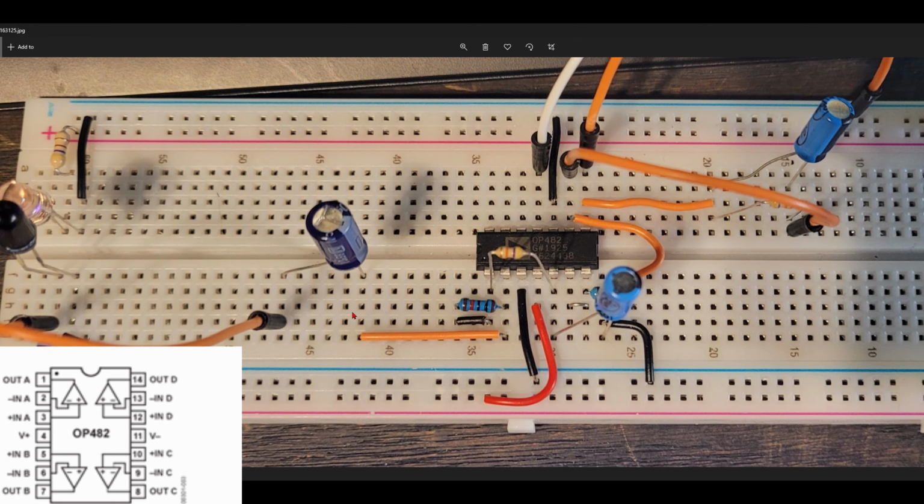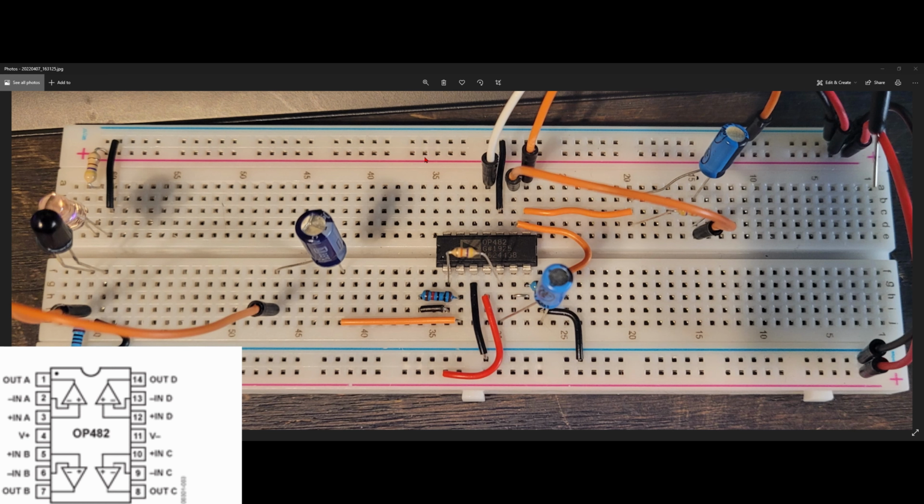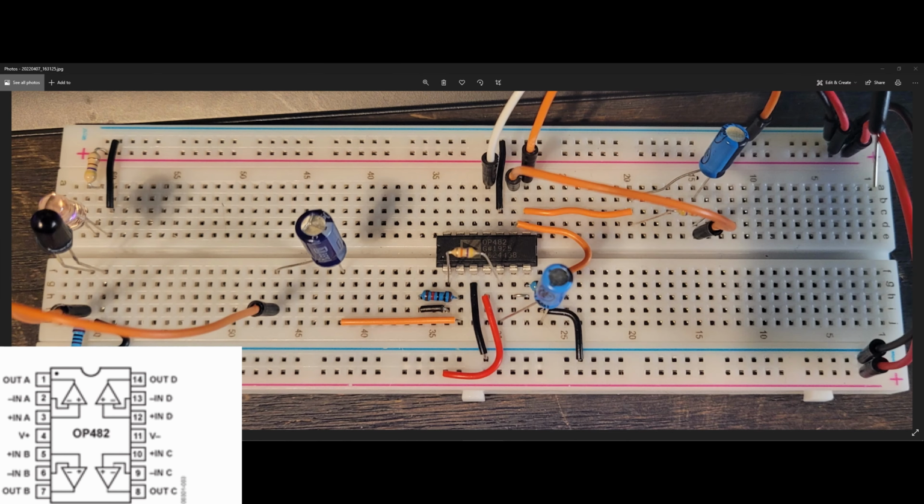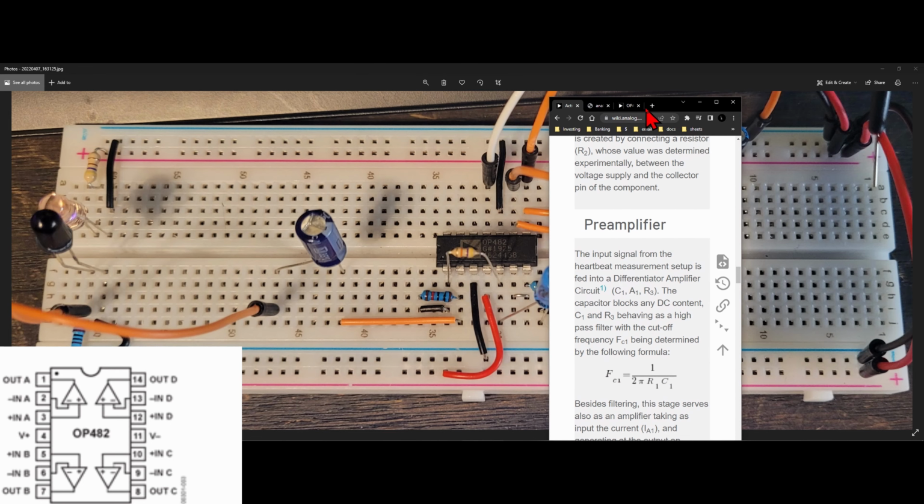So here we have my breadboard that I built. It's basically the same thing as the Digilent one that we have right here on the wiki analog. However, there's a few things that are different. The first is, like I said, the way we've wired the power.